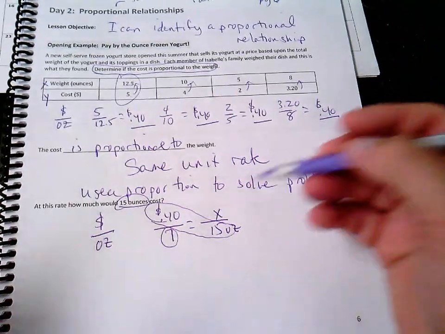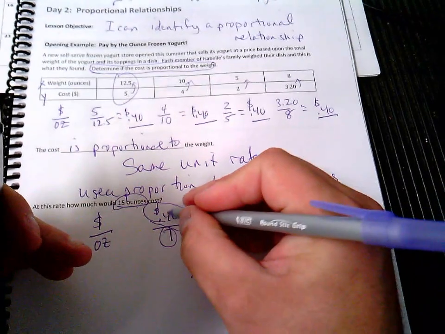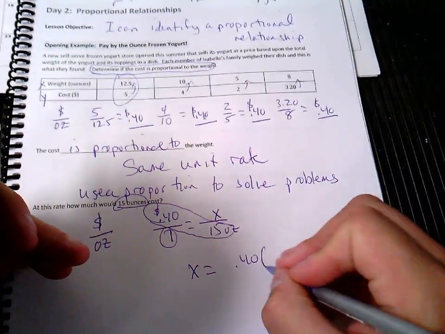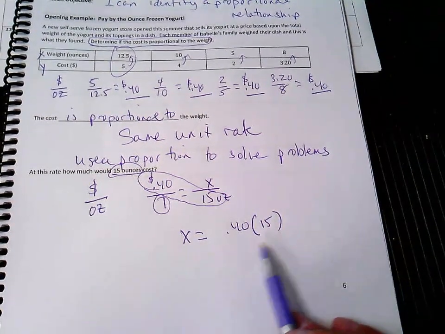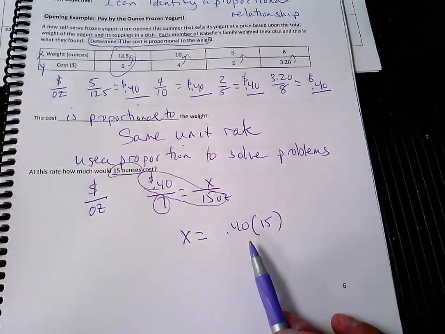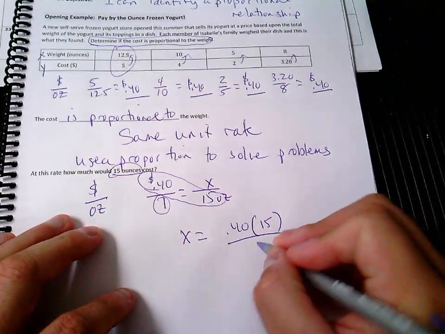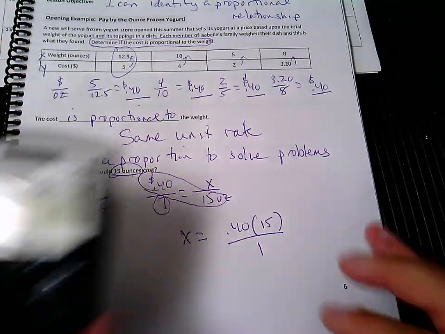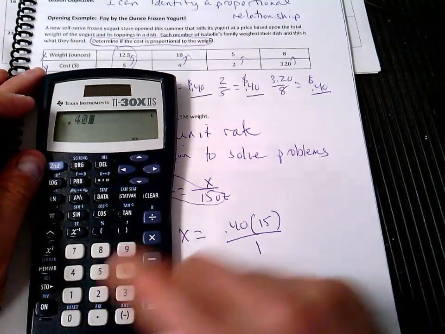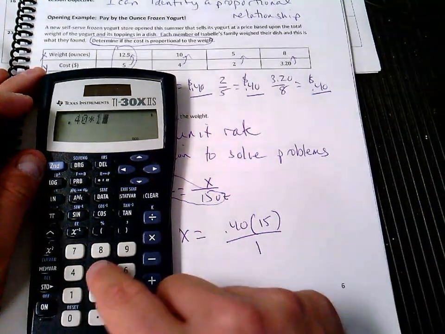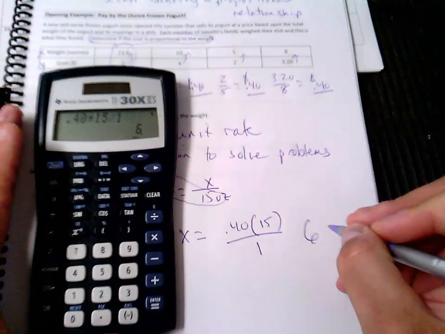So how this works is you take 40 cents. So x will equal the 0.40 times 15. I'm using the parentheses to represent multiplication. I misspoke. Right? And you're going to divide it by 1. So on your calculator, here's how this would work. You would take 0.40 times 15 divided by 1, and we get 6.